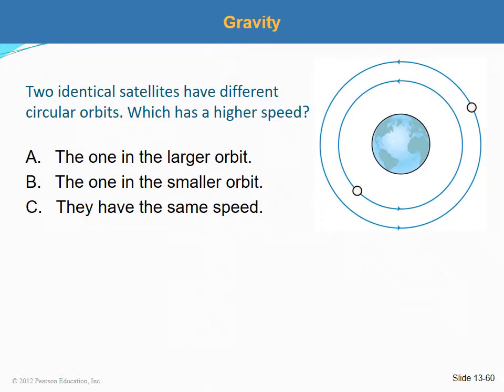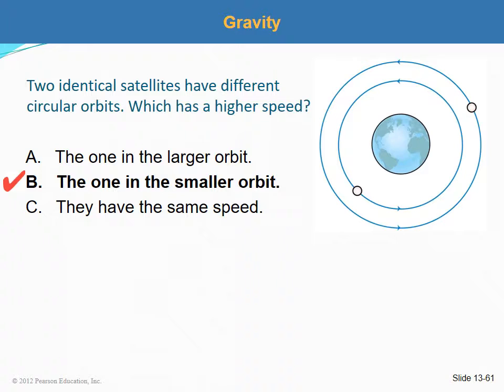Two identical satellites have different circular orbits. Which has a higher speed? A, the one in the larger orbit, B, the one in the smaller orbit, or C, they have the same speed. The answer is B, the one with the smaller orbit. An object closer to the parent body must move faster to maintain its orbit.